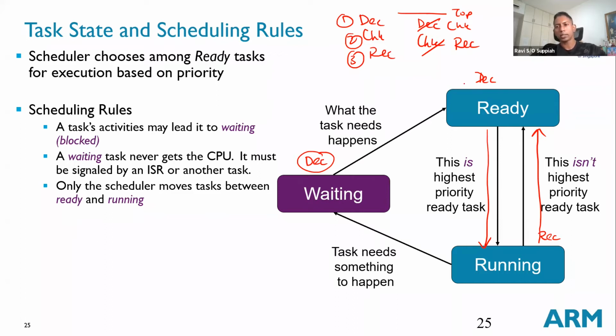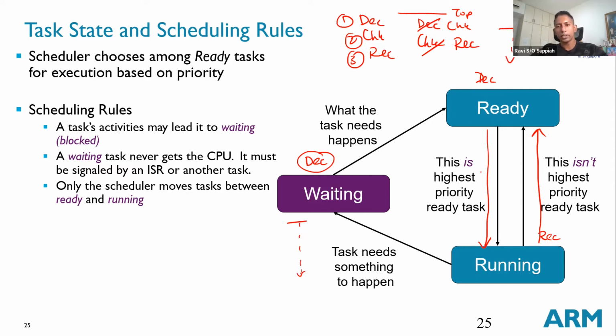So the scheduler will always keep looking at all the tasks that are ready. Even though check is ready and record is ready, if check is higher priority than record, then check will go first, then record will go. So there can always be many tasks in the waiting queue. There can be a long queue over here, and there can also be a long queue over here.